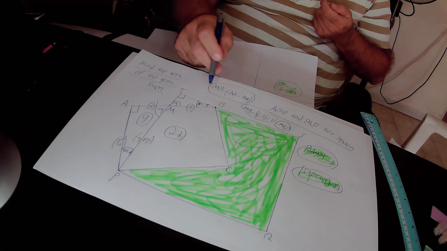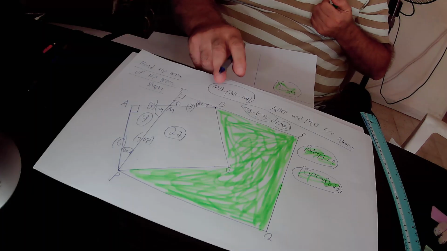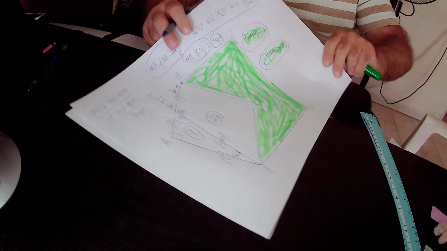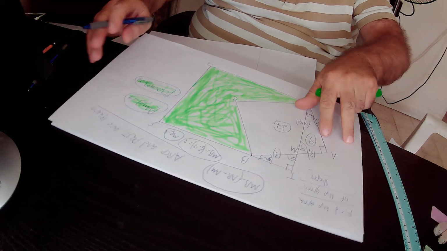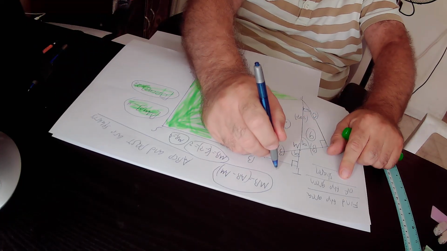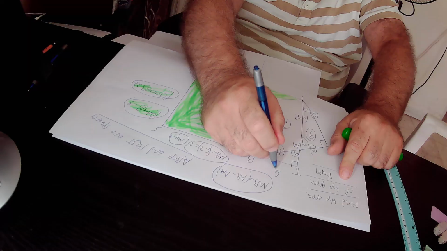So this is the missing side TB. It equals 6 over square root of 5 units in its length.